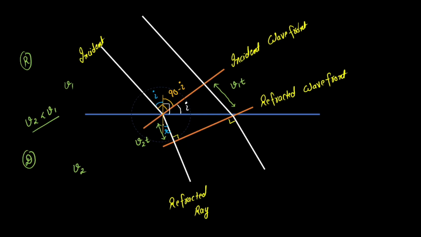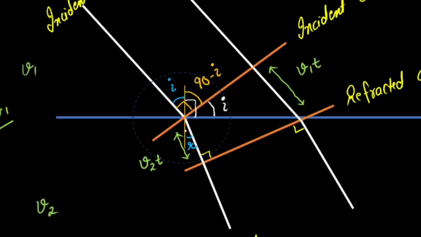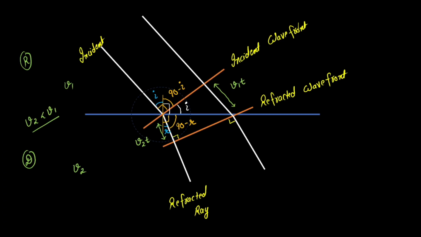Similarly, if we observe over here, this is the angle of refraction and this is 90 degrees. So this particular angle comes out to be 90 minus R. Now in this triangle, this is 90 minus R, and this is 90 degrees, so this angle comes out to be R. These two are the important angles that we have found out. This is the angle of incidence and this is the angle of refraction. We can also define the angle of incidence as the angle between the incident wavefront and the surface, and the angle of refraction as the angle between the refracted wavefront and the surface.